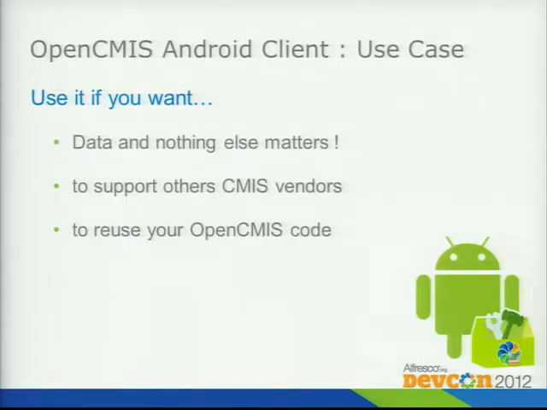So what's the use case for this part? The simple use case is if you want data, only information, use it. If you want to access other CMIS vendors' information, use it too. Our mobile SDK supports only Alfresco, but if you want to access others, use this one. And of course, if you already have code that uses OpenCMIS, it could be great to use this part too.